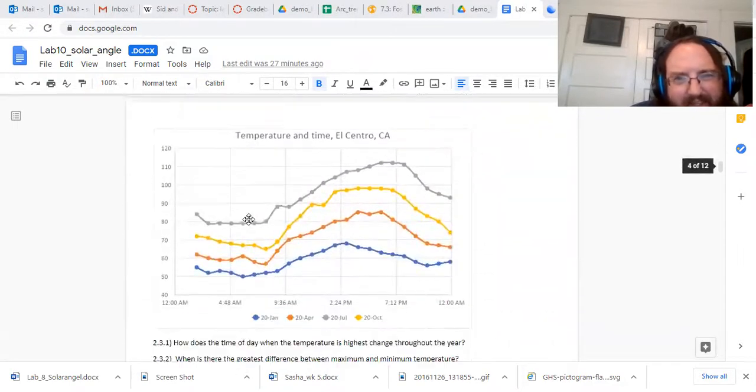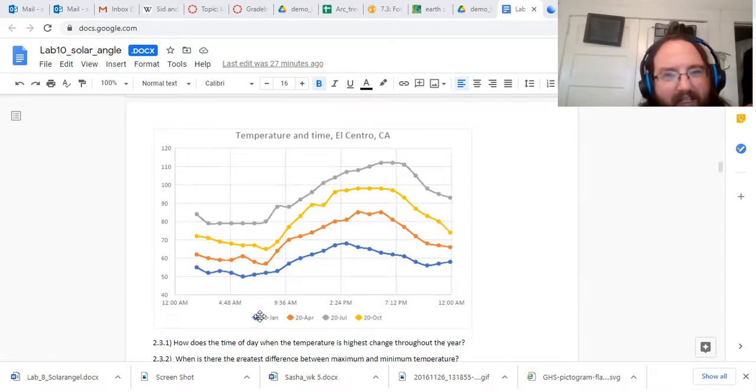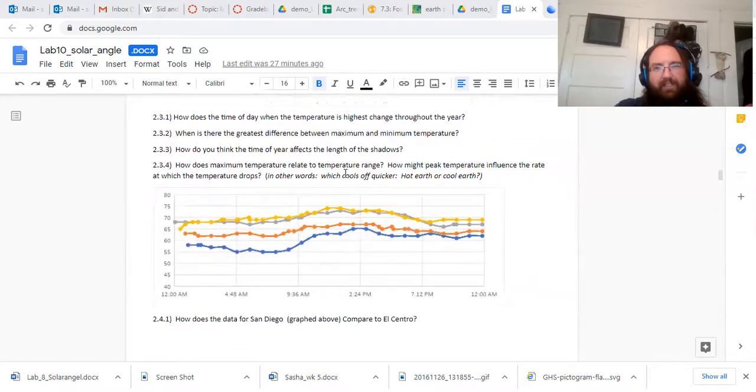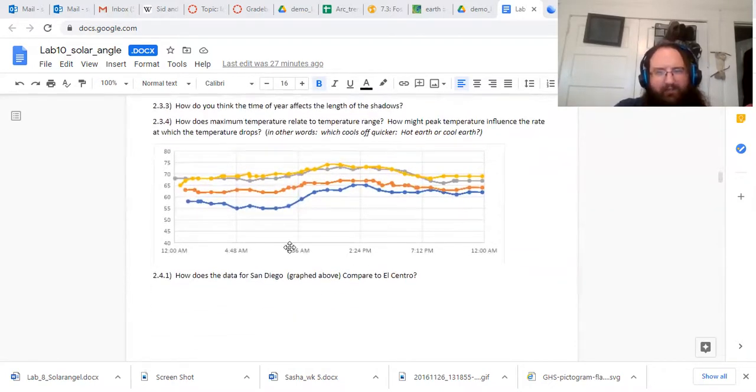And then what you want to do is note how the temperature range varies in January, which is the blue, orange, which is April, gray, which is July, and yellow, which is October. And take some notes about this graph of temperatures. And you're also going to be looking at the same graph for San Diego. So hopefully so far this is all fairly straightforward.